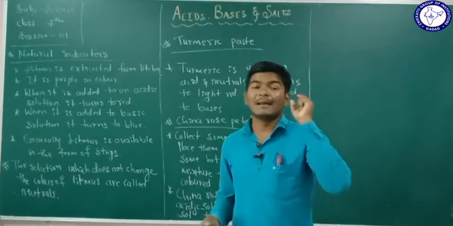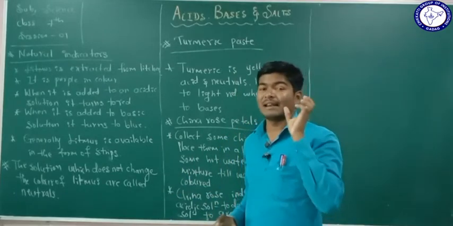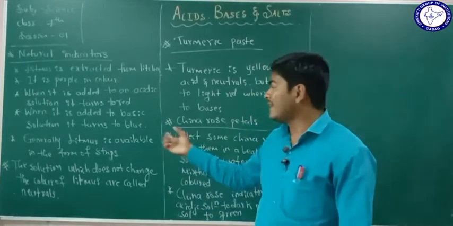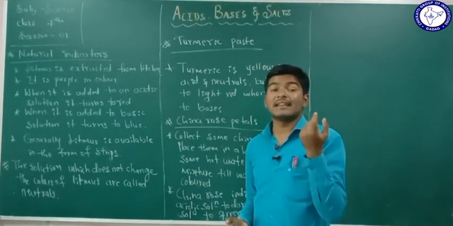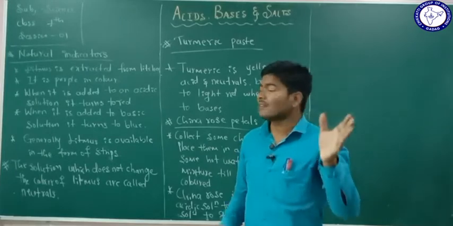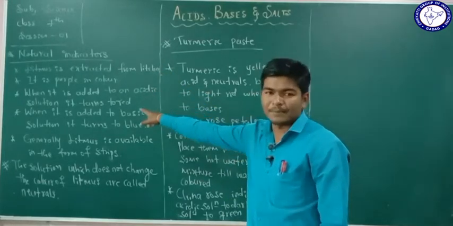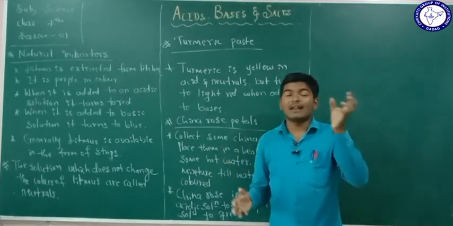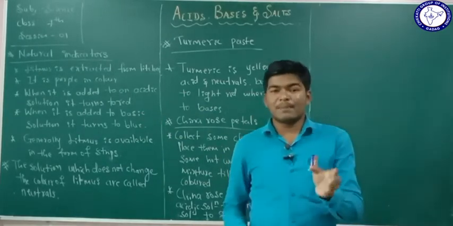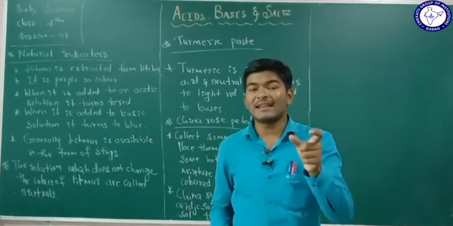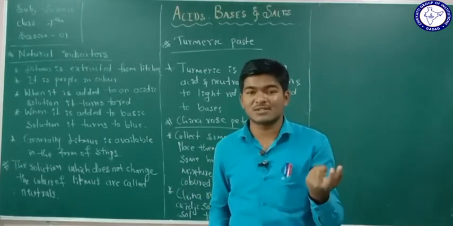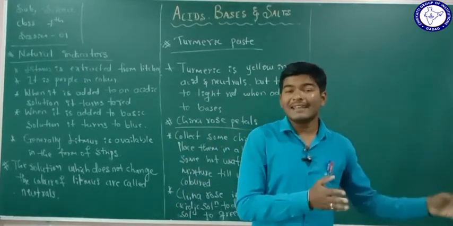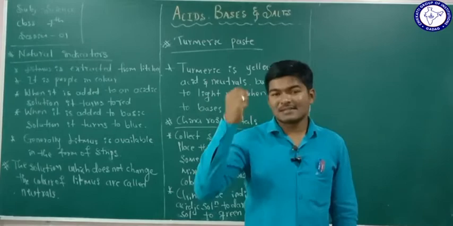So when the color of the red litmus paper changes to blue, that indicates that the given solution is a base. It is another characteristic of the litmus paper. When the color of the red litmus paper changes to blue, it indicates that the given solution is a basic solution. When the blue litmus paper changes to red, that indicates the given solution is acidic in nature.